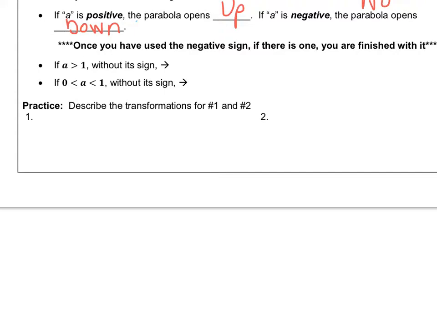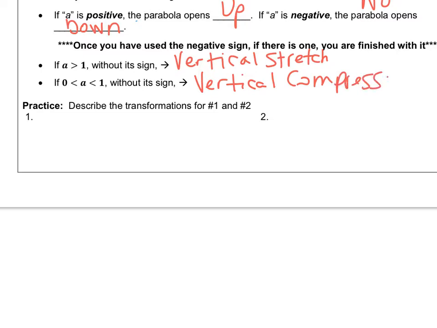So if our a value, not taking into account the negative sign, is greater than 1, then we're going to have a vertical stretch. And a vertical stretch is the same as thinking about it as narrower. Vertical stretch is the way that we use the words most often in higher math levels and in the rest of Algebra 1. Now, if it's between 0 and 1, a fraction less than 1, then we're going to have what we call a vertical compression. And a vertical compression is also thought of as wider.